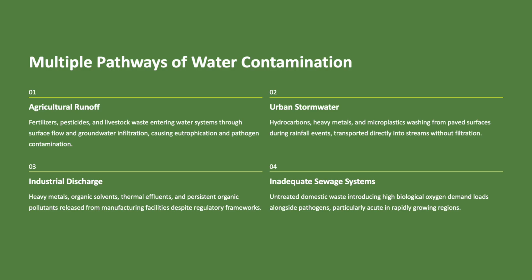Untreated or partially treated domestic wastewater introduces high biological oxygen demand loads, along with pathogens that threaten both ecological and public health. In many areas, outdated sewage networks cannot accommodate growing populations, leading to frequent overflows during storms. Understanding these four pathways, agricultural runoff, urban stormwater, industrial discharge, and insufficient sewage treatment, provides a comprehensive view of how water contamination persists. Because these pathways are interconnected and often influenced by climatic conditions, solutions require coordinated planning and long-term investment. Strengthening infrastructure, enforcing environmental regulations, and promoting sustainable land management are essential steps toward restoring healthy water systems.